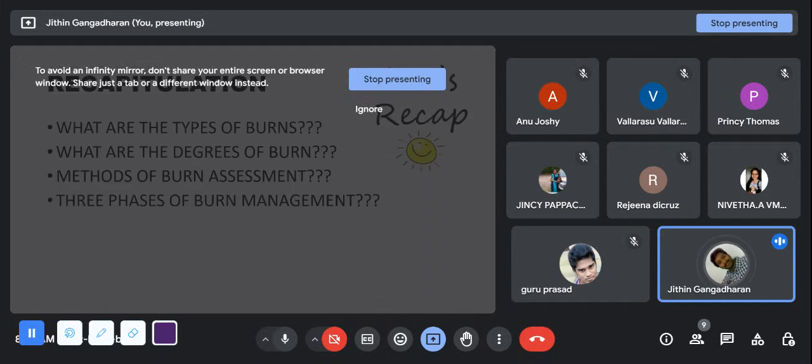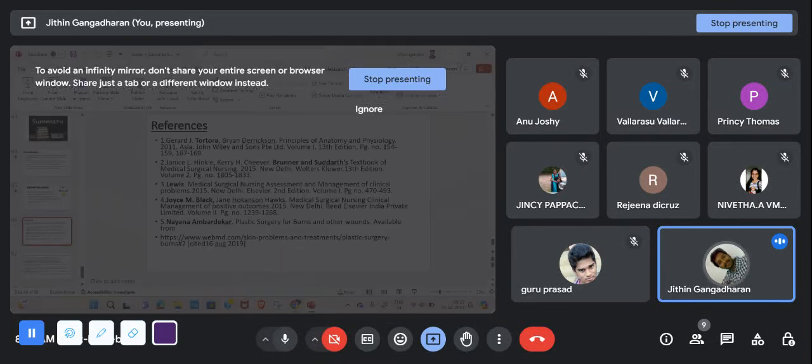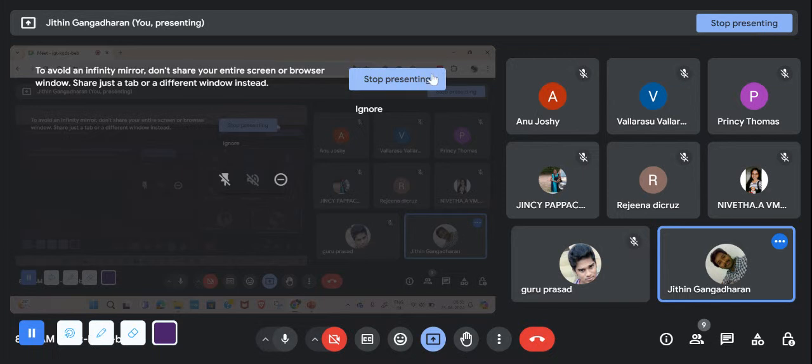So we have explained what burns are, degrees of burns, methods of assessment, and the phases. So this was all about burns. Any doubt in this?